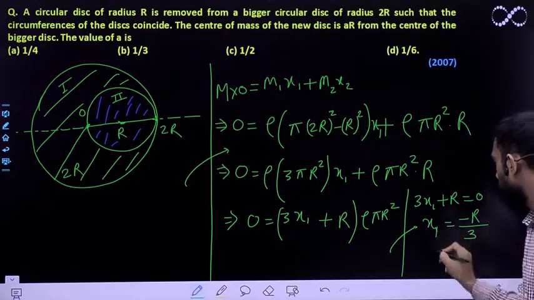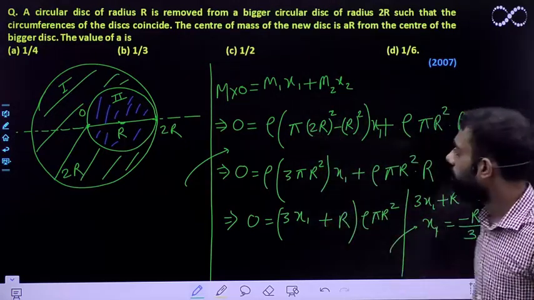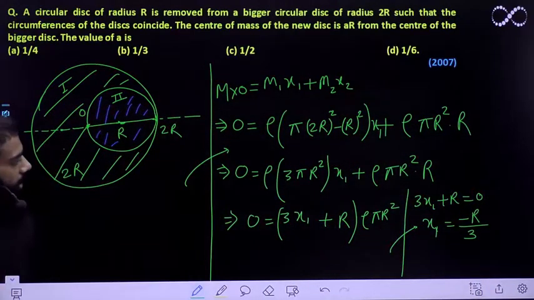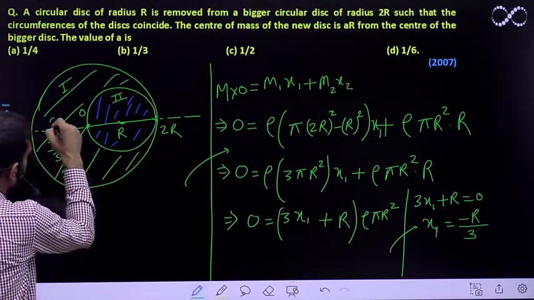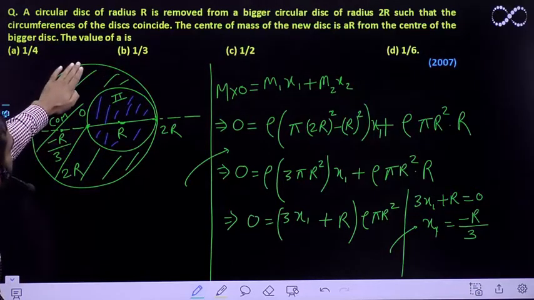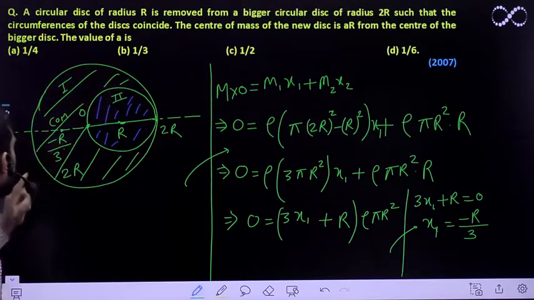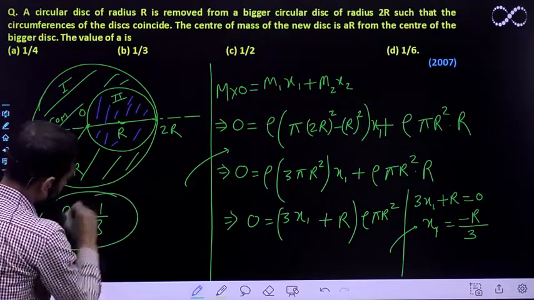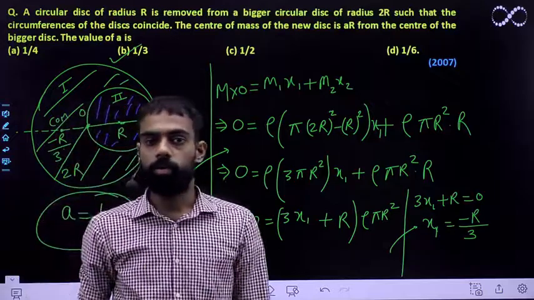So the center of mass of part 1, which I needed to find, is minus r upon 3. This will be towards this side, at minus r upon 3. Here is the center of mass of part 1. What is the value of A now? You can see from the options, it is 1 upon 3, because it is saying distance. So the value of A will be 1 upon 3, and option B is correct. Okay students, I hope you understood this question.